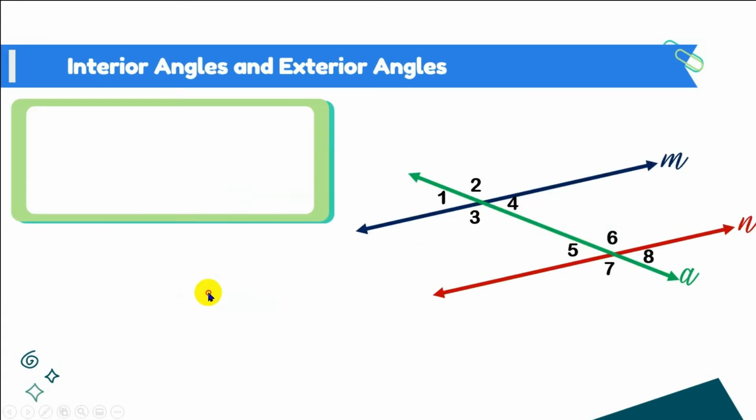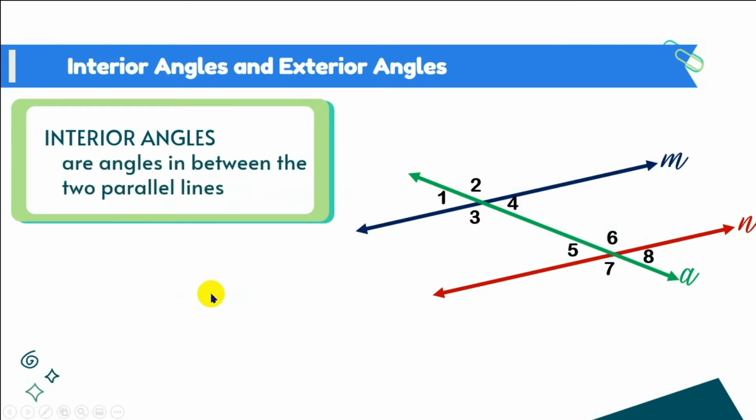Okay, so for the interior angles of parallel lines cut by transversal, these are the angles in between the two parallel lines. So, remember that, again, pag interior, nasa loob siya. So, interior angles are those angles inside or in between those two parallel lines. And sila ay ang angle 3, angle 4, angle 5, and angle 6.